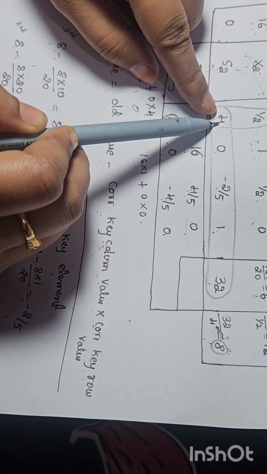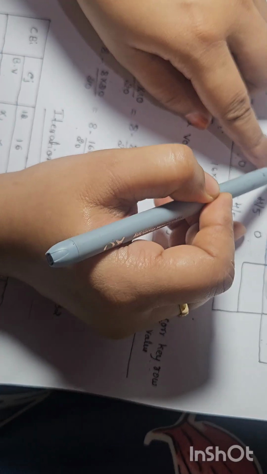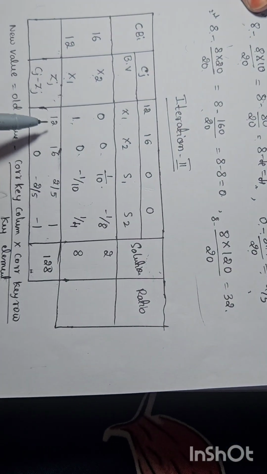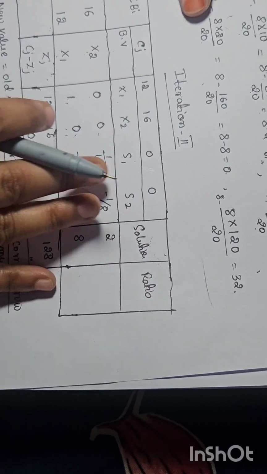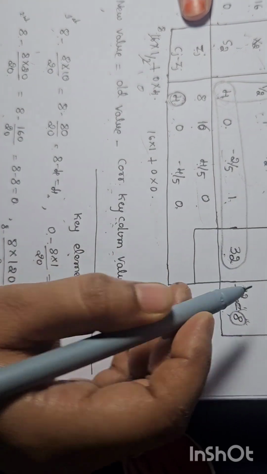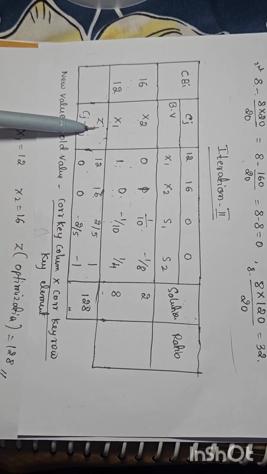4 by 4 is 1, 4 by 4 is 1, 0 by 4 is 0 only. Minus 2 divided by 4, we will get minus 1 by 10. Then 1 divided by 4, 1 by 4. Next 32 divided by 4, we will get 8 here. After finding these values we need to find the Zj value.